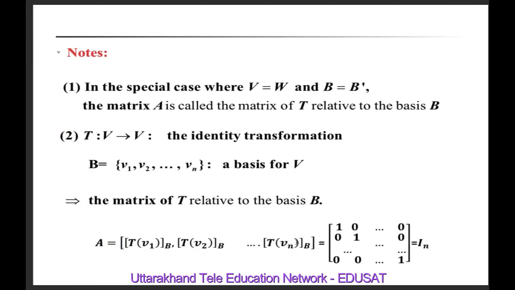Note, in special cases where V is equal to W and B equal to B dash, the matrix A is called the matrix of T relative to basis B. If T is a transformation from V to V, the identity transformation, and B equal to V1, V2, Vn is a basis for V, then the transformation T relative to the basis B, A is equal to [T V1]B, [T V2]B, [T Vn]B, which is equal to the identity matrix (1 0 0; 0 1 0; 0 0 1), the identity matrix of order n.